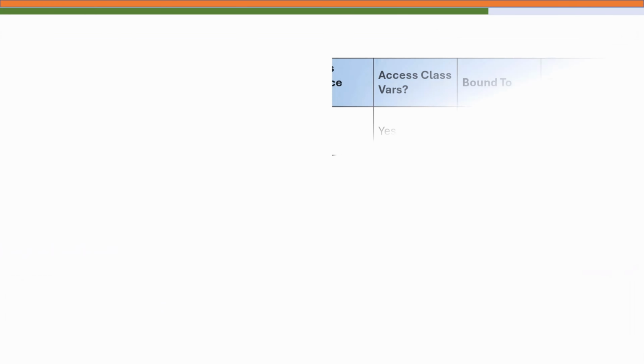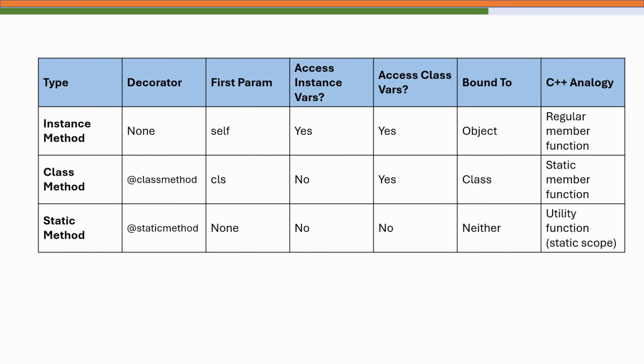So in summary, instance methods know everything about one object. Class methods know about the class as a whole. Static methods don't know about either, but they belong to the class conceptually. So this separation helps us design cleaner, modular and more readable class architectures.